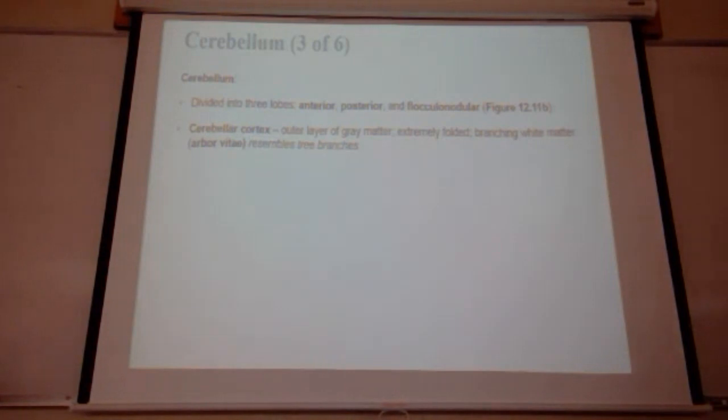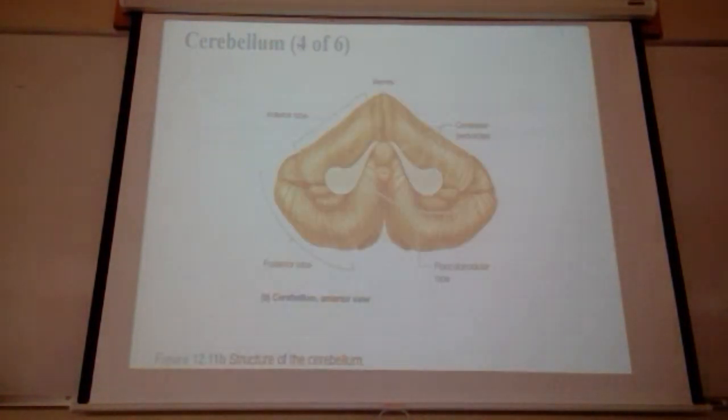The cerebellar cortex is the outer layer of gray matter. It is extremely folded. It has branching white matter called the arbor vitae, which resembles tree branches. Arbor is Latin for tree. That's why we celebrate Arbor Day, which is Tree Day. Again, here is the vermis, the anterior lobe, the posterior lobe. There are the peduncles right there, the flocculonodular lobe.